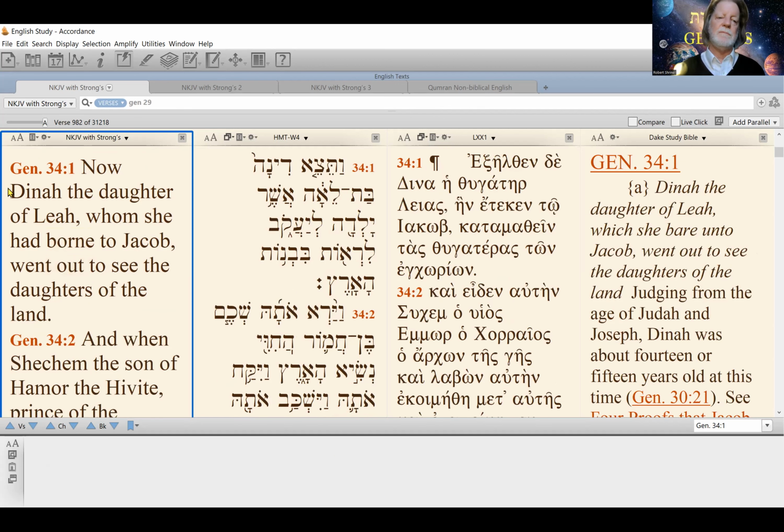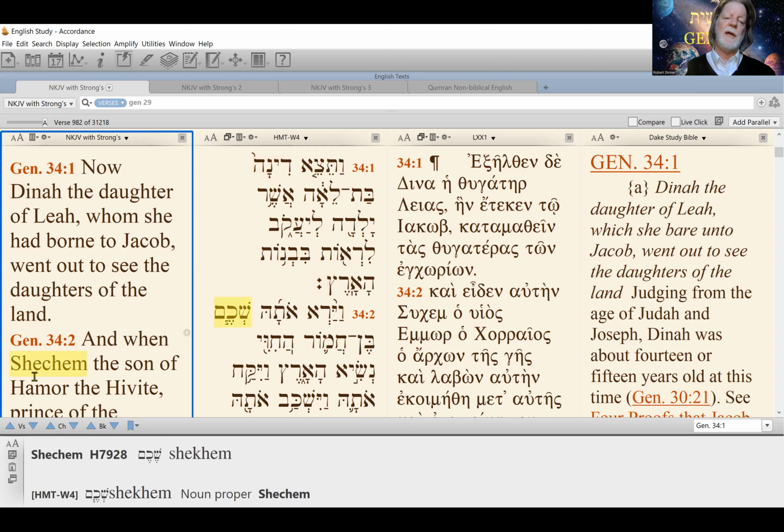And this is one of the few times that Dinah, the daughter of Yaakov, is going to be mentioned in the next chapter. And look here in the second verse, we have Shechem and Hamor. So they're going to be key players in this next episode.